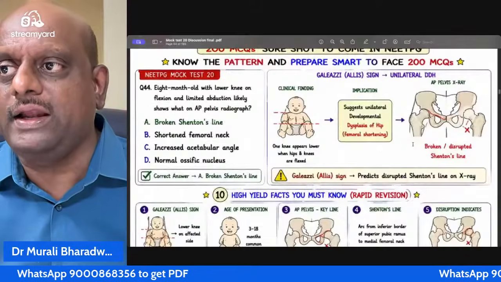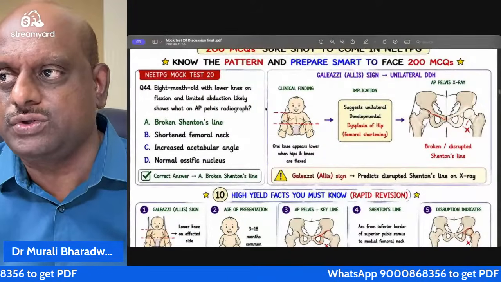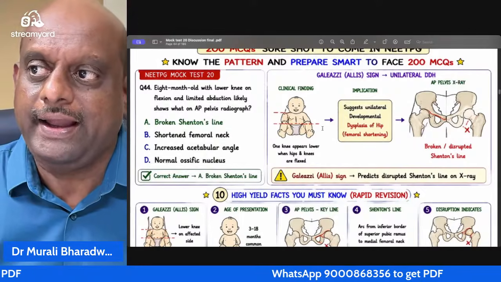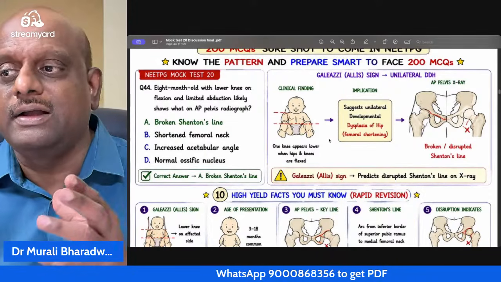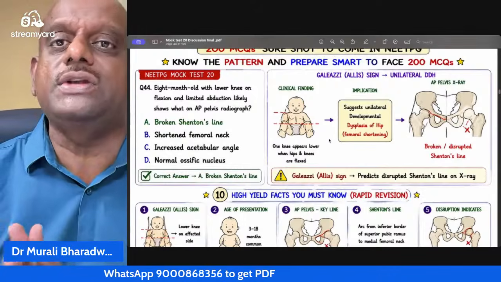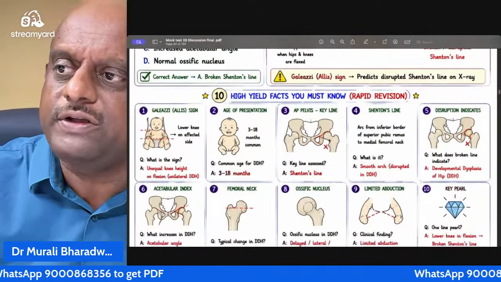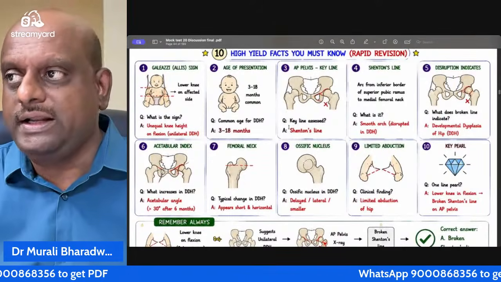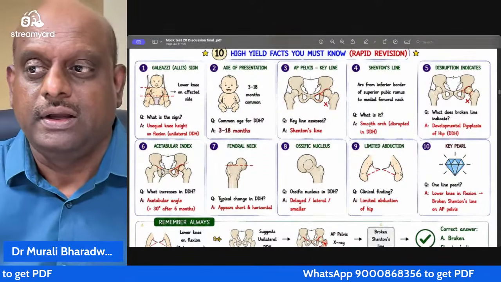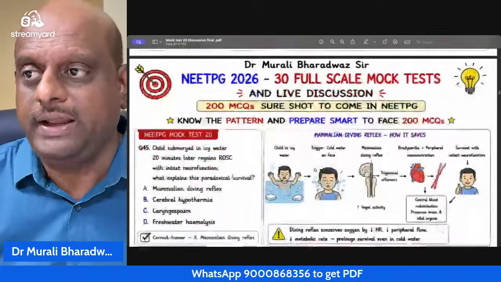8-month-old with limited abduction and asymmetric knees on flexion likely shows on an AP pelvic radiograph a broken Shenton's line, which is very classical. So all the radiological features, Shenton's line and acetabular index, you need to be doubly sure about that.